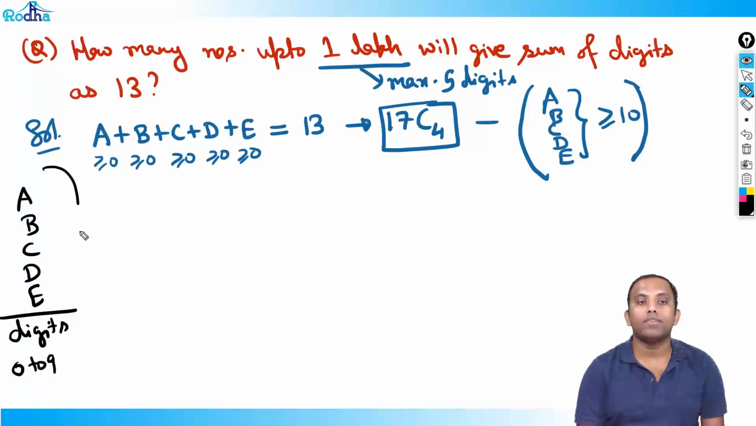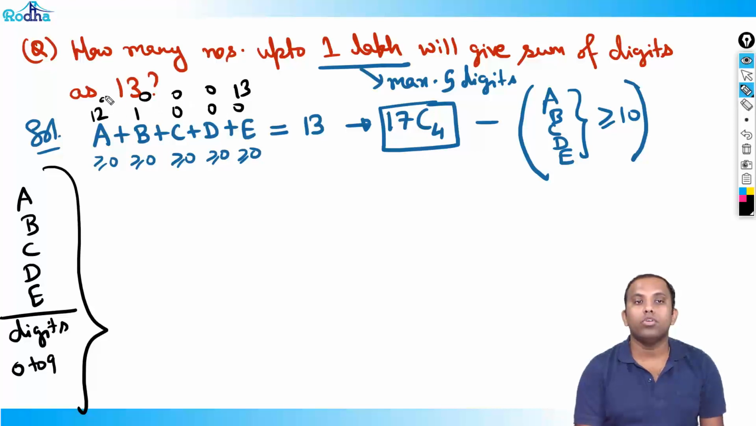So if I write the total number of solutions, it also takes the cases where a can be 12, b can be 0, 0, 0, or suppose e can be 13, all others 0, 0, 0. So if I don't put any constraint, it will include all these cases, right? I don't want these cases. I don't want a and e to be 12 and 13. I want all these values to be less than or equal to 9. That means I should subtract all the cases where a value is greater than or equal to 10, right?